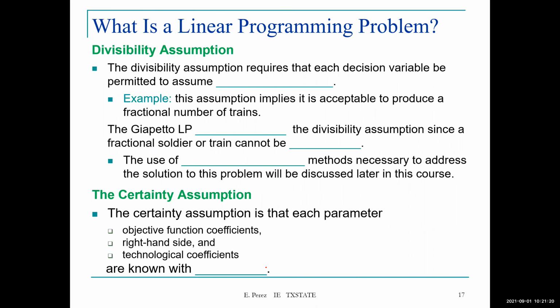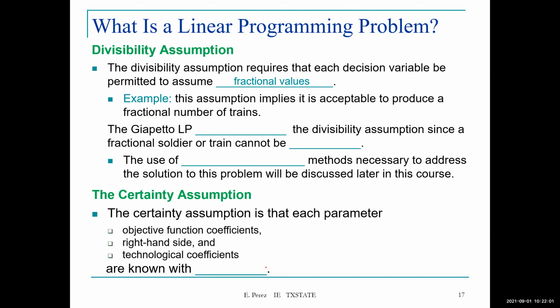The divisibility assumption. This assumption requires that each decision variable be permitted to assume fractional values. And that's one of the characteristics of linear programming problems. And that creates some problems, okay? Why? Because if you are solving a production scheduling problem and you end up recommending producing 3.5 parts, that is not a number that you can use to make decisions. That is a fractional number. So you don't know whether to go with 3 or with 4, right? So what would be the right number?